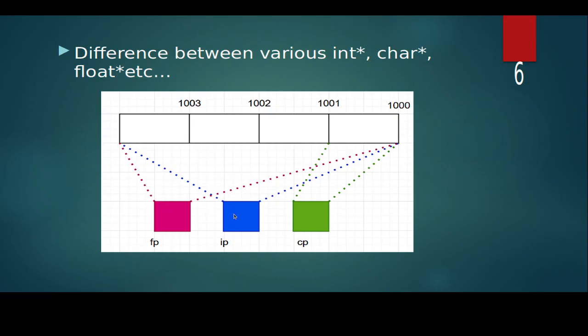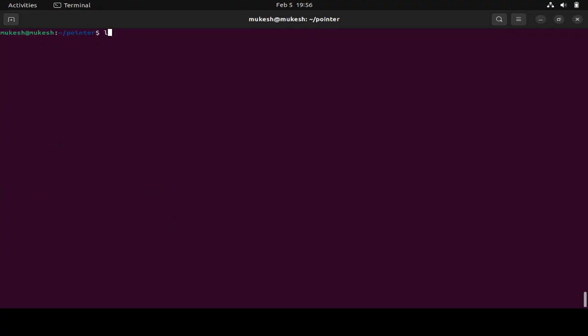Yes, there is a difference. If you store an address in an integer pointer, it definitely points to 4 bytes, but it assumes that the value is integer. While in the case of a float pointer, it assumes that the value is float type. This is the difference. No problem, whatever you understand, we'll learn each and every thing by practical example.